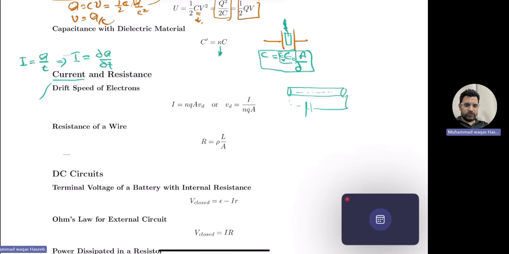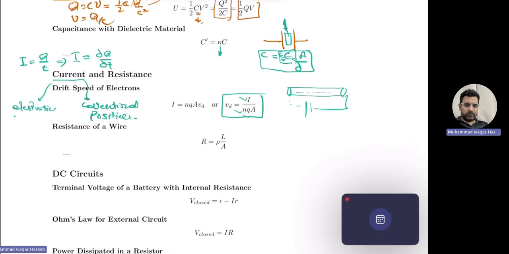We can have two types of current. One is electronic current, which flows due to the negative charge of electrons, and the other is conventional current due to positive charge. The drift velocity of the electron is vd, which is I over nQA, where n is the number of charges, Q is the charge of the electron, and A is the area of the conductor.